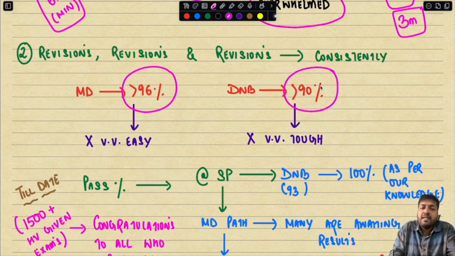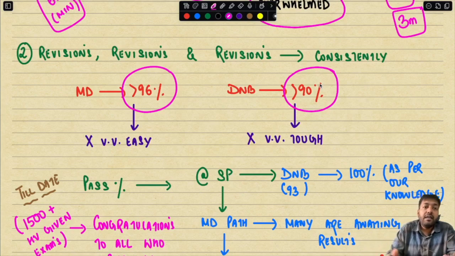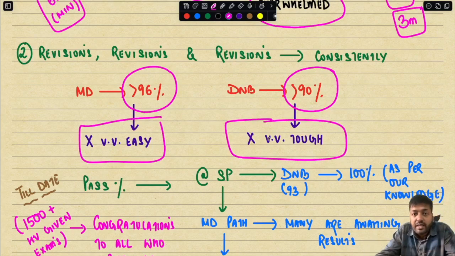So basically the pass percentage in DNB is a bit less compared with MD. But remember, it is not like if the pass percentage of MD is more than 96%, that means MD is very, very easy and DNB is very, very tough. No, it is not that. Even MD is tough, even DNB is tough.